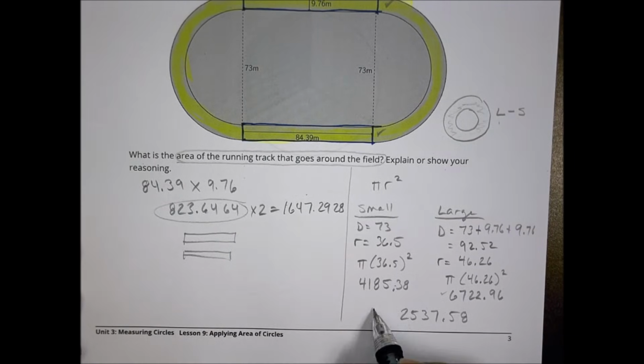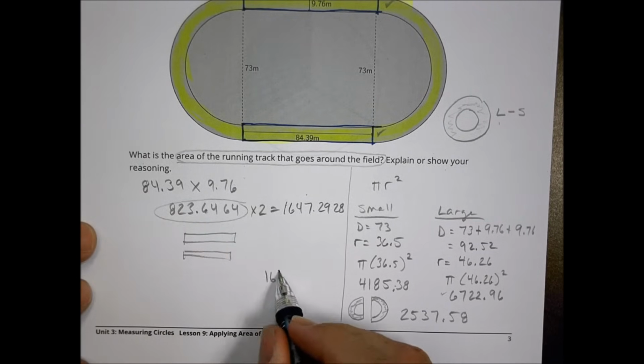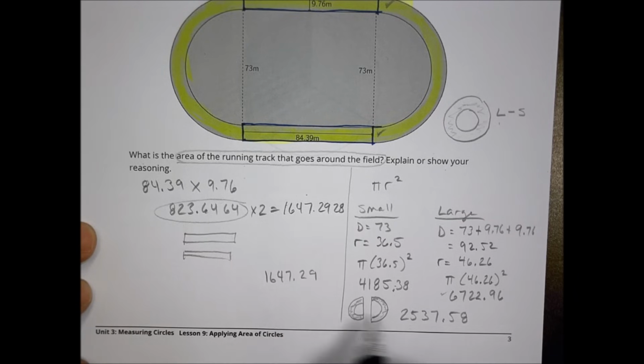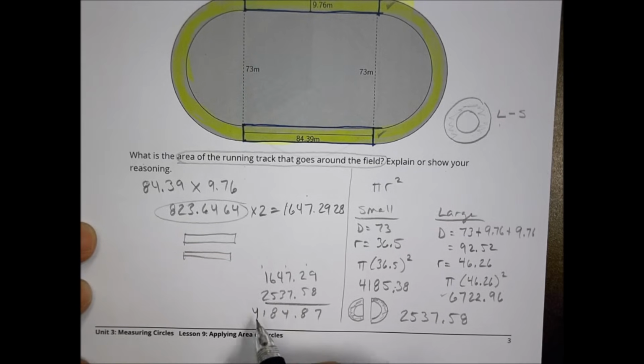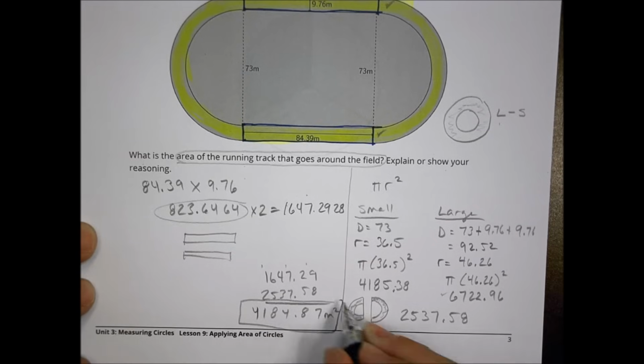So this gives me the curve here, as well as the curve over there. So now I have my two straightaways and I have my two curves. So when I combine all these together, 1,647.29 and 2,537.58, that will be my total. 14, carry the 1, 8, and 11, and we have 4,184.87 meters squared becomes our combined area for this track.